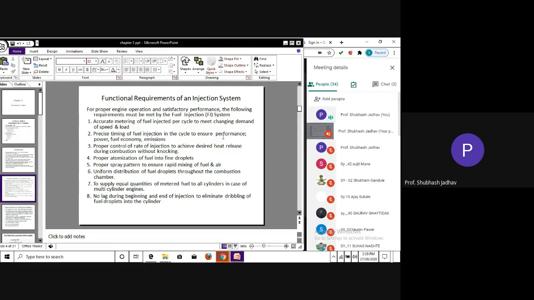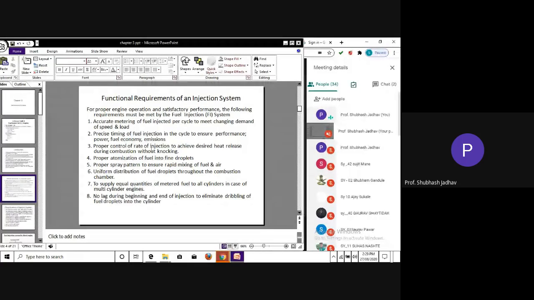So the timing related to two things are there. If it is a SI engine, the timing is related to ignition, and here the timing is related to injection. So in SI engines, the ignition timing becomes very important, and in CI engines, the injection timing becomes very important. Then we have the rate of injection. So at what rate you are going to inject the fuel?